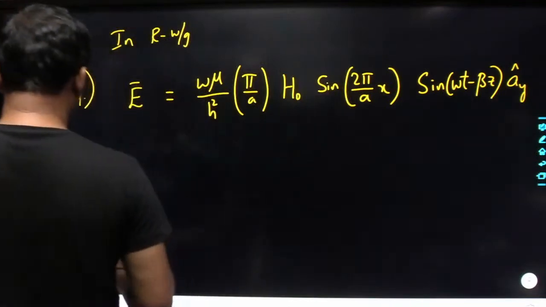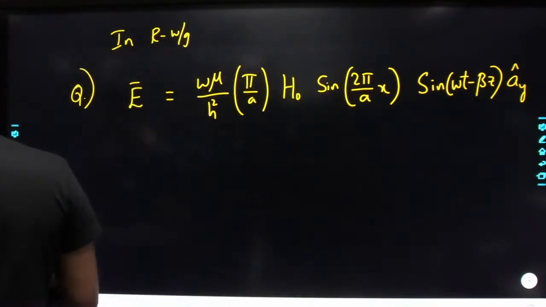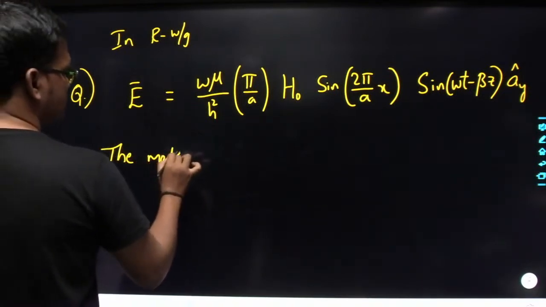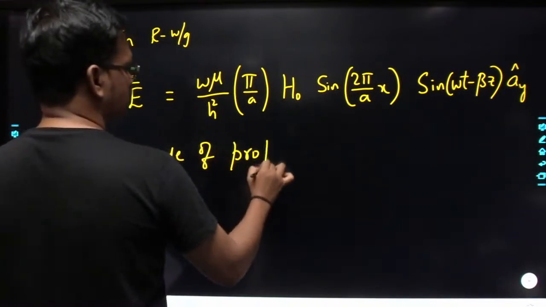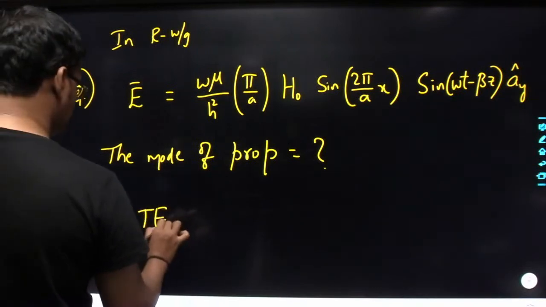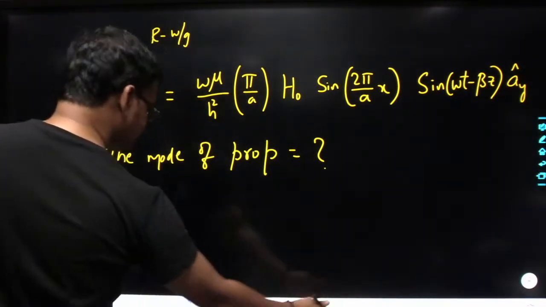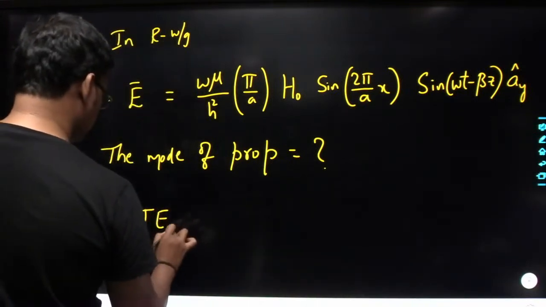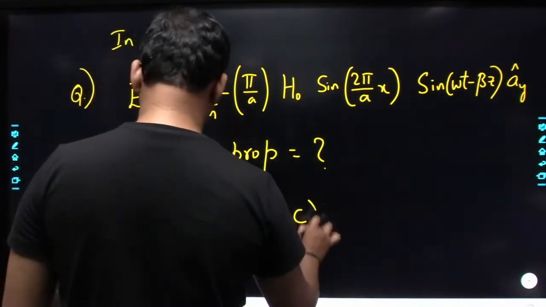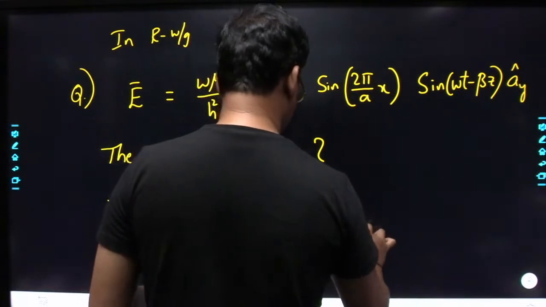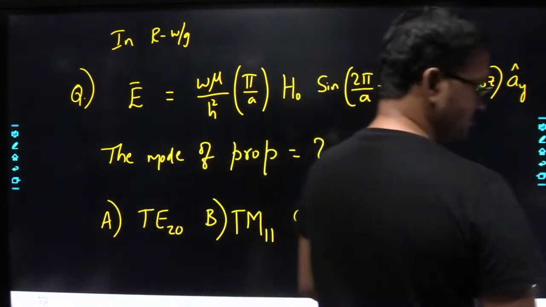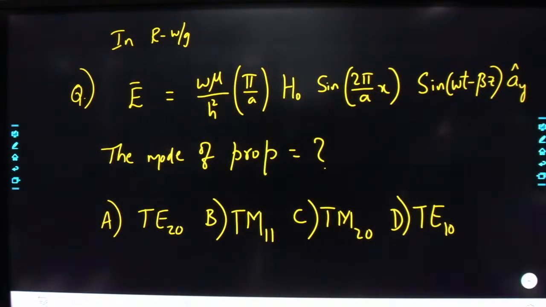Here they are asking us the mode of propagation. What is the mode of propagation? Option A they have given whether it represents TE20 mode, or TM11 mode, or TM20 mode, or TE10 mode. So which mode is it going to represent? This is the question they have asked here, right?